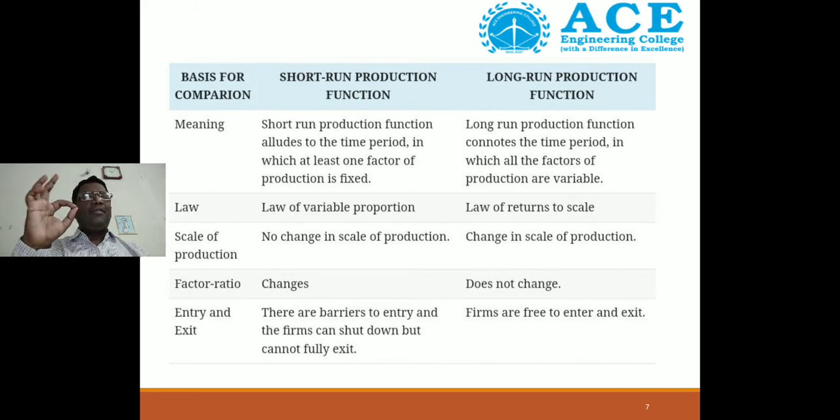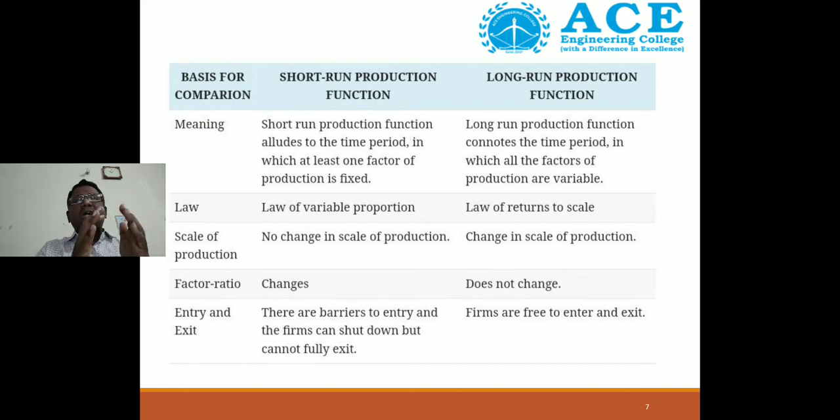What is the meaning of short run production function? What is the meaning of long run production function? Then what is the law of short run production function? Then what is the law of long run production function? Then scale of production in the short run and long run production. What is the factor ratio in the short run and long run? What is the entry and exit in the short run production function and long run production function? So the basis for comparison is clearly indicating the short run production function and long run production function.